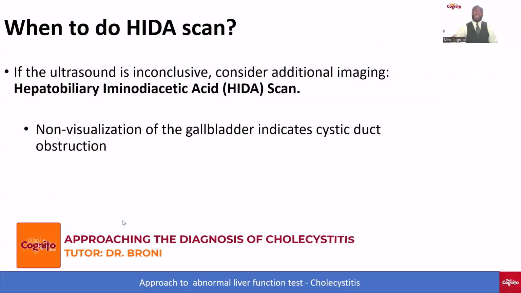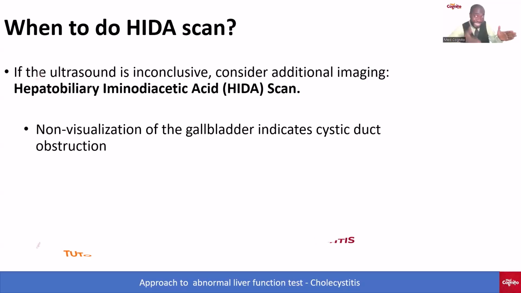Okay. Now, when are you going to do a HIDA scan? So now we are moving to next best steps in investigation. We said that if you're not sure, we go for HIDA scan. Why? If the ultrasound is inconclusive, consider additional imaging. And that additional imaging you want to consider is hepatobiliary iminodiacetic acid scan. That is HIDA scan. So we are learning next best step tricks so far as investigations are concerned.